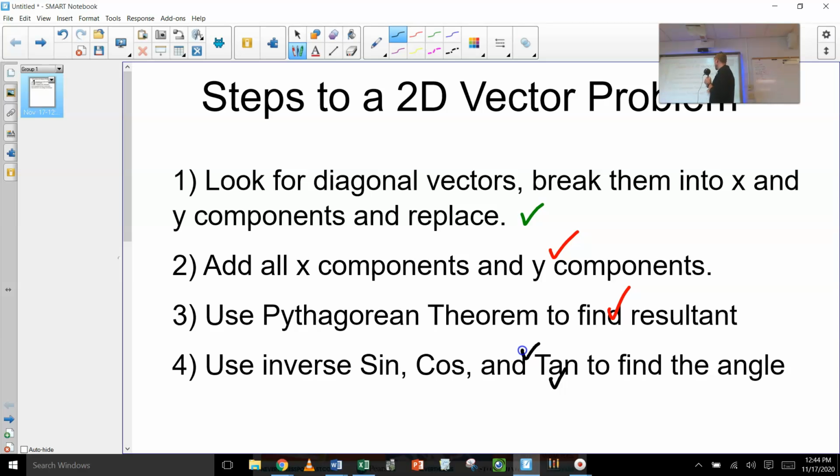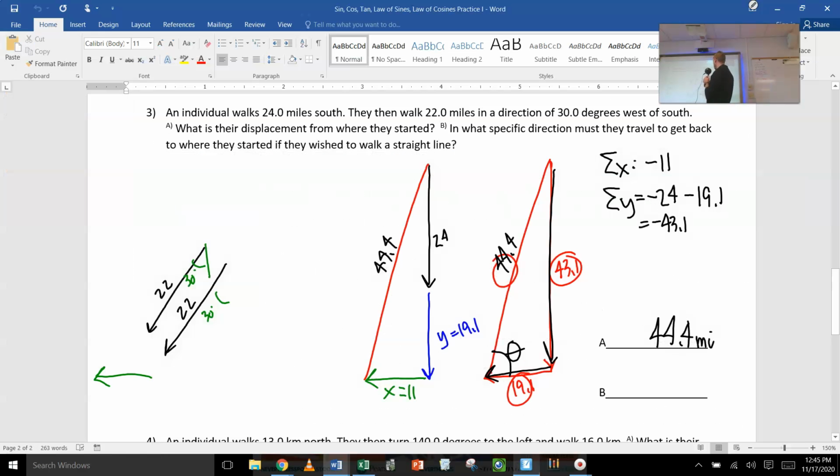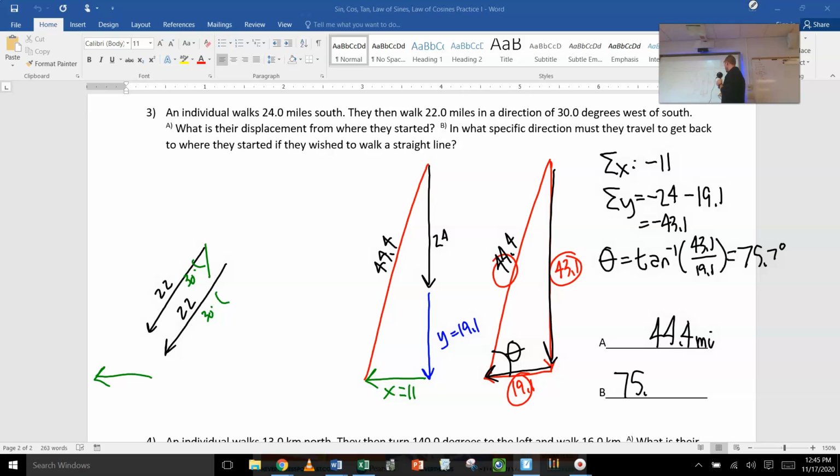Step 3, use inverse sine and cosine or tangent to figure out your angle to go home. So this angle is going to be the inverse tangent of 43.1 over 19.1. And when you do that, you end up with 75.7 degrees. So this is 75.7 degrees.